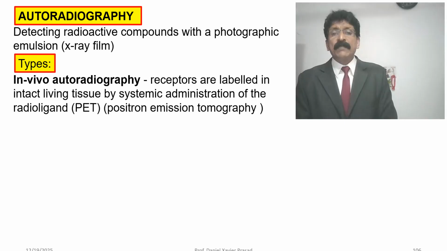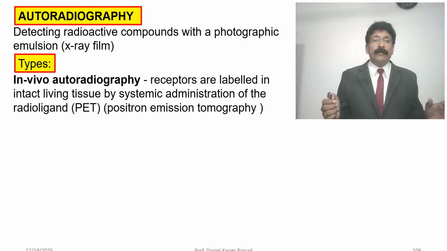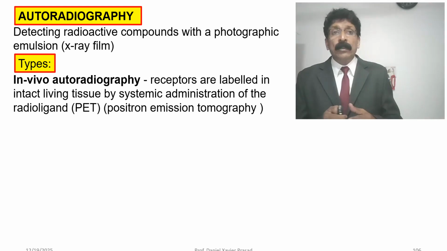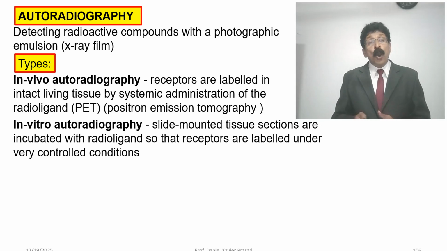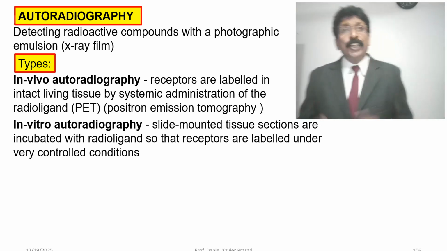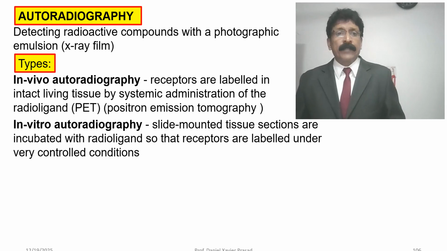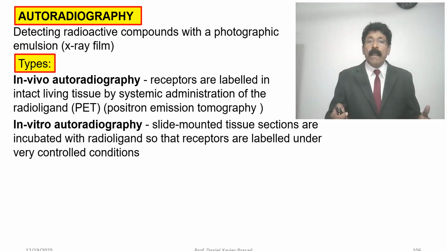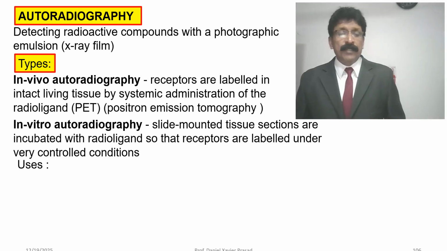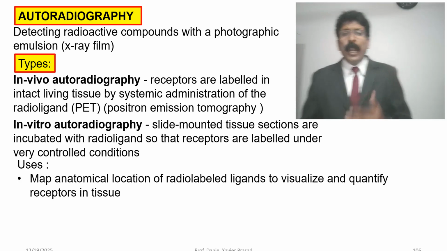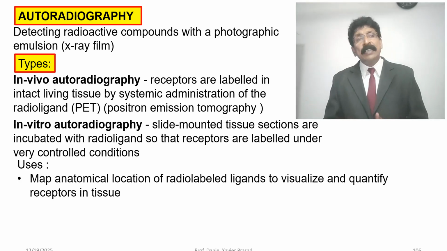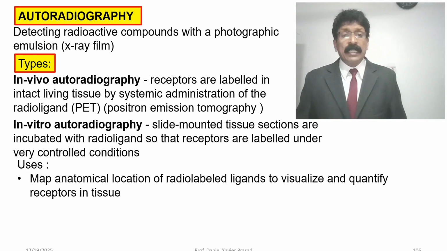In autoradiography, receptors are labeled in intact living tissue by systemic administration of a radioligand, as in PET, positron emission tomography. In in vitro autoradiography, slide-mounted tissue sections are incubated with radioligand so that receptors are labeled under very controlled conditions. Uses of autoradiography: map the anatomical location of radio-labeled ligand to visualize and quantify receptors in tissues.